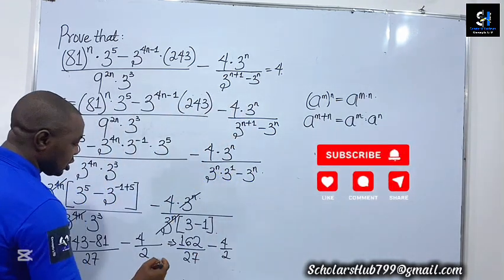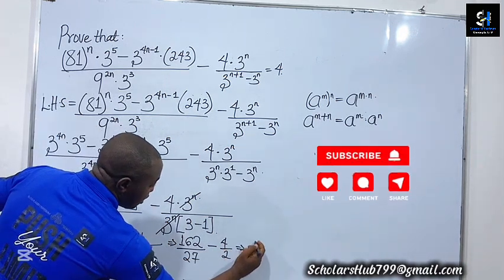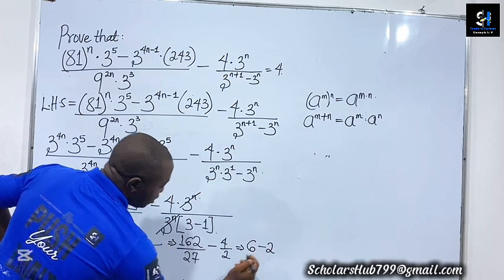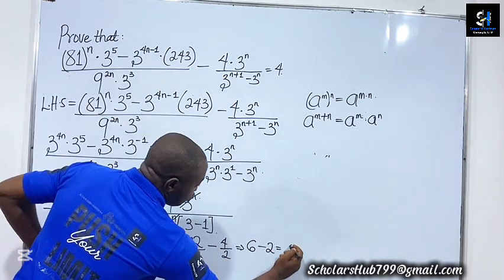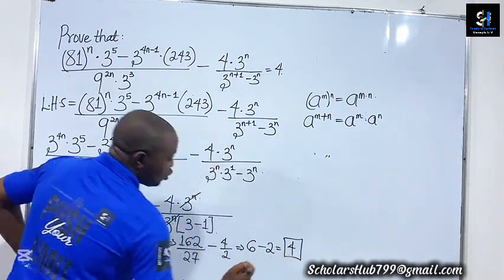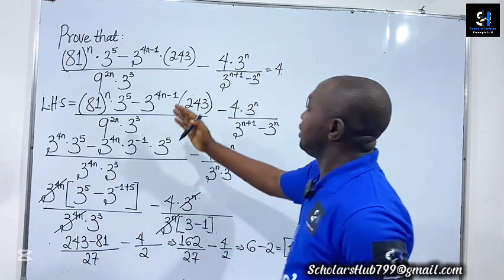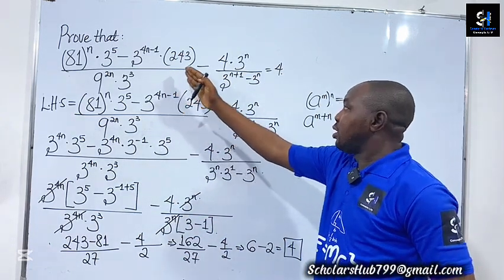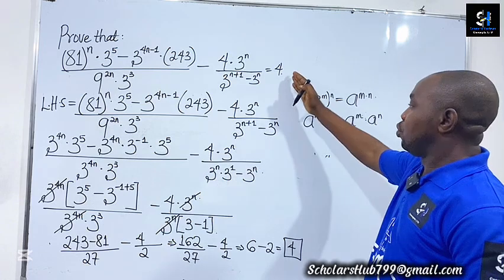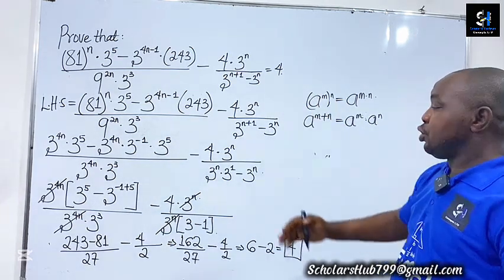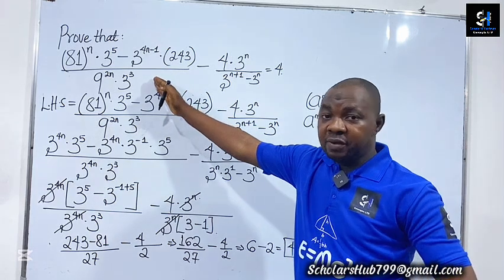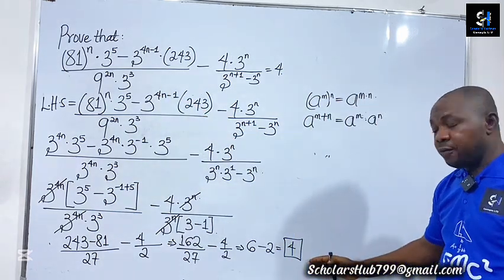So in this case we're going to have 6 minus 4 divided by 2. That will be 2. 6 minus 2 is 4. So when we simplify the expression on the left hand side, the value we get is 4. And I just proved that this expression, when simplified, is equal to 4.